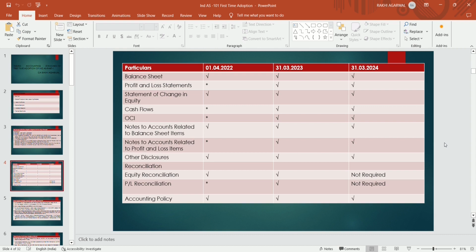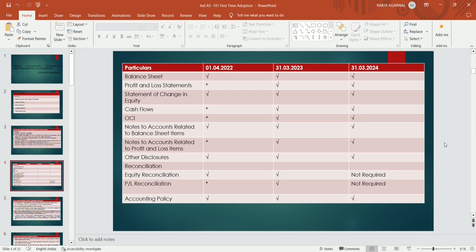There is no requirement to prepare an opening profit and loss account, because the profit and loss is the actual cost, actual expenses. It is not carried forward every year. So opening carrying value is not required for the profit and loss account. Only the current income and expenses and the comparative figures are required. Statement of change in equity.